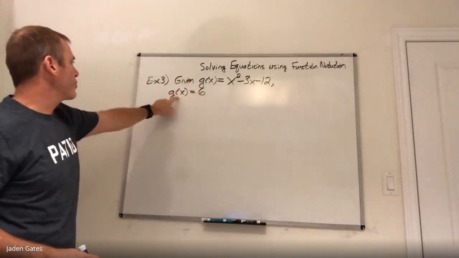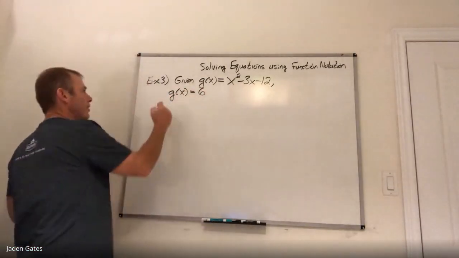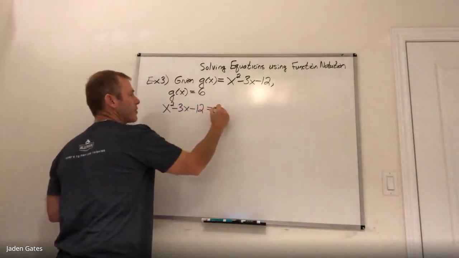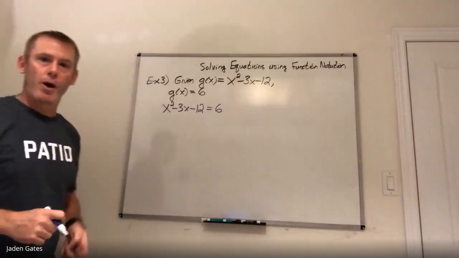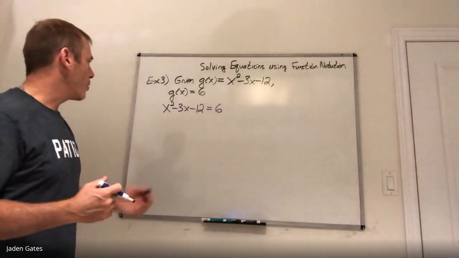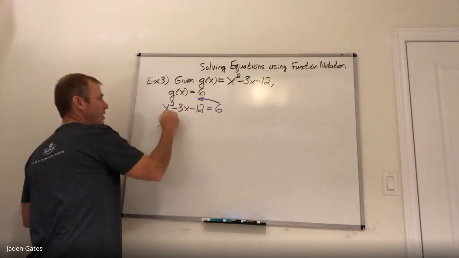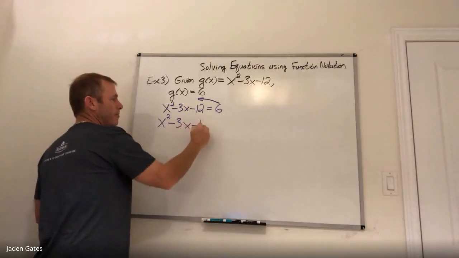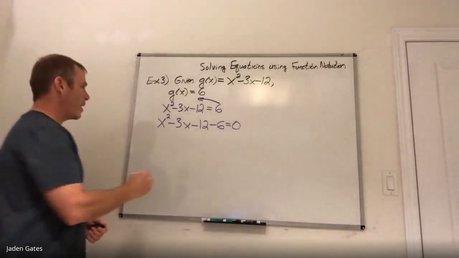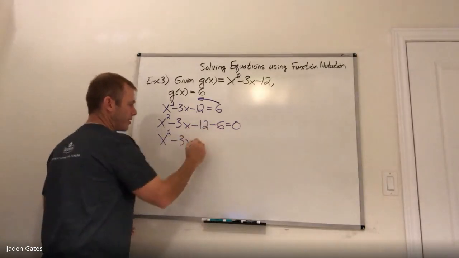So again, I'm going to make my substitution. I know g of x, and it's apparently equal to 6, so there's my g of x function. So we have x squared minus 3x minus 12 equals 6. But again, because we have this x squared, it's a quadratic, so we're going to have to factor it to solve it. With solving quadratics, you've got to have a 0 on one side. So I'm going to move that 6 over. So now I have x squared minus 3x minus 12 minus 6, because the 6 came over. Once again, I'm going to simplify. Well, that's minus 18.